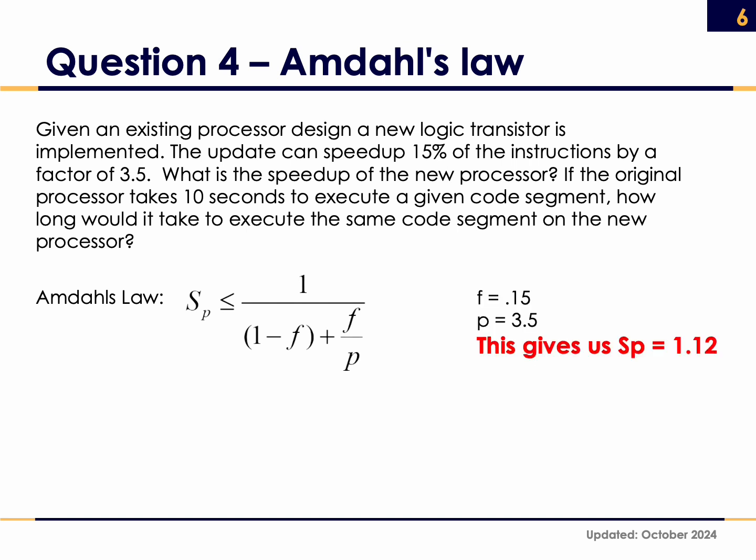So this should give us a speed up of 1.12. Now, to find the time of the new code, since it's faster, it should be less. So we take the time of the old code, which is 10, and multiply it by 1 over the speed up. So 1 over 1.12. Doing this, the time of the old code times the inverse of the speed up will get us a result of 8.93 seconds.